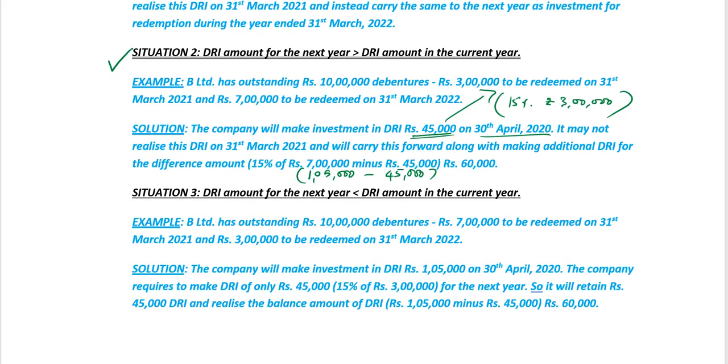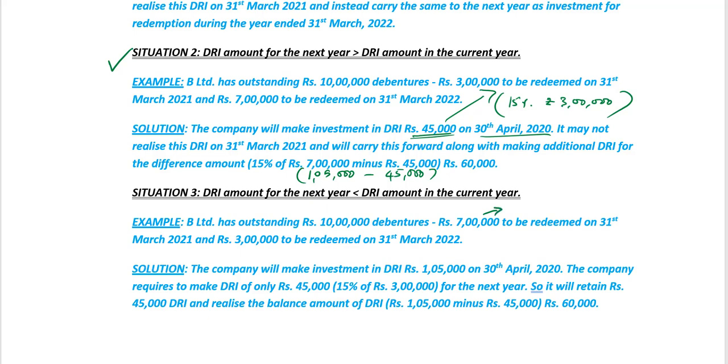Now what happens if the DRI amount for the next year is less than what has been invested in the current year? So in this example, B Limited has outstanding rupees 10 lakh debentures. In this case, rupees 7 lakh to be redeemed on 31st March 2021 and rupees 3 lakh to be redeemed on 31st March 2022.